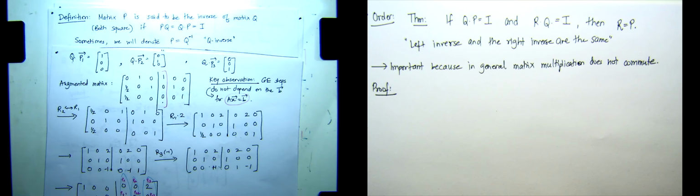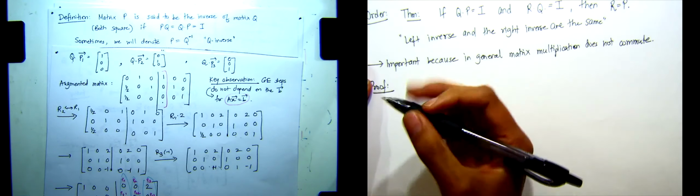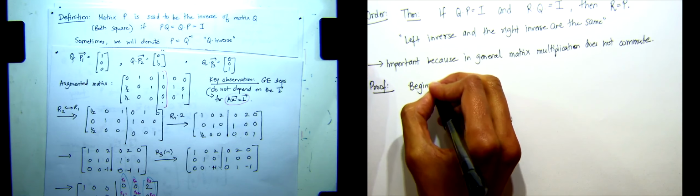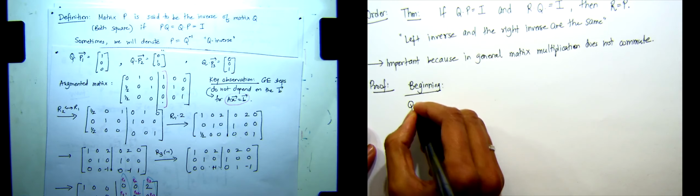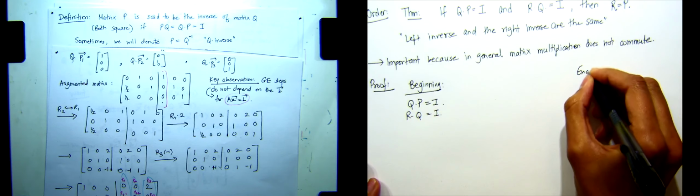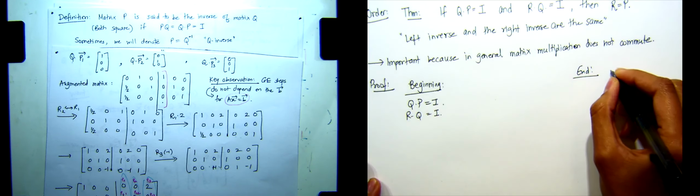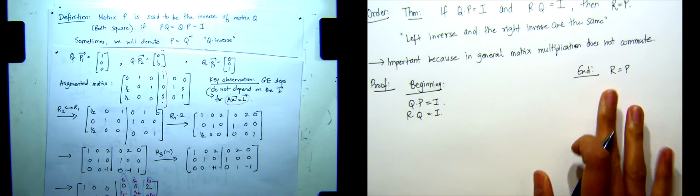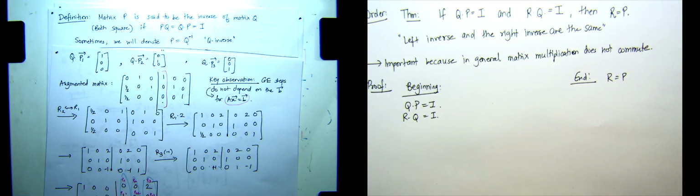Okay, let's try to do it together. So, let's write out what we know at the beginning. I know Q times P equal to identity, and I know R times Q equal to identity. Where do I want to go? I want to have R is equal to P. I haven't proved it yet, but I'm just writing it down for my reference.